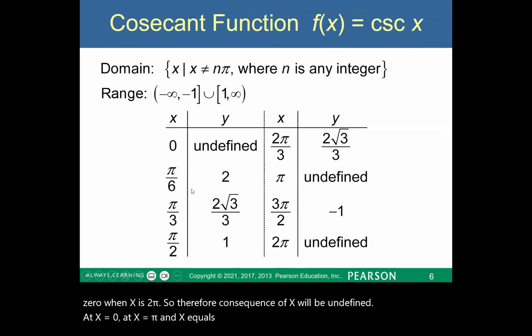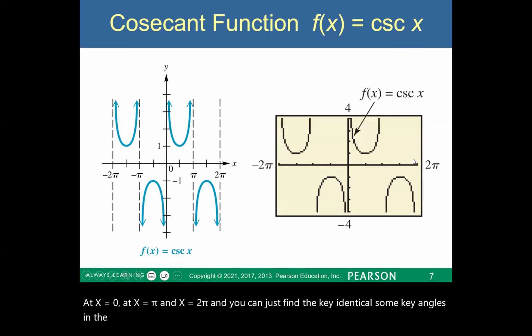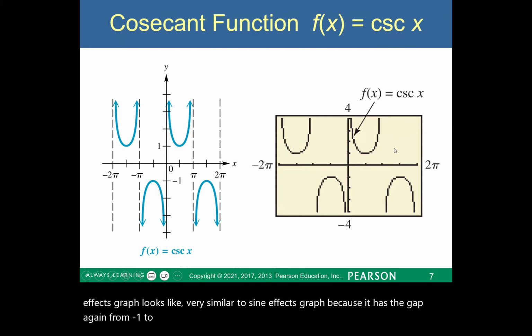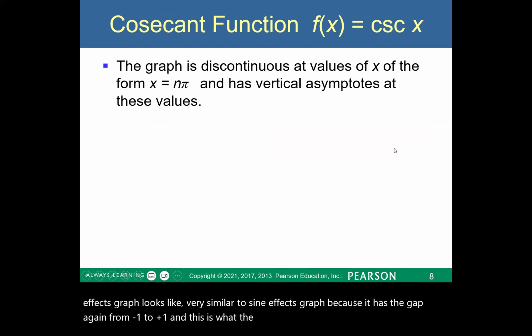And you can just find some key angles and their corresponding y values for cosecant of x. And then this is what the cosecant of x graph looks like, very similar to the sine of x graph, because it has the gap again from negative 1 to positive 1. And this is what the cosecant of x looks like.